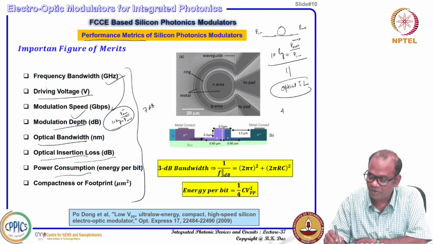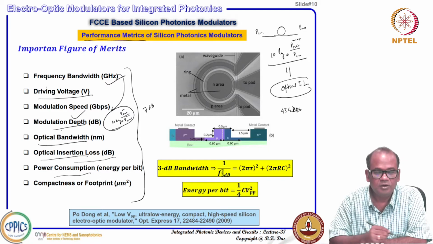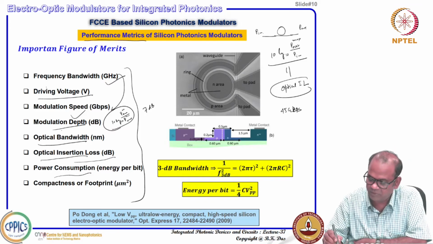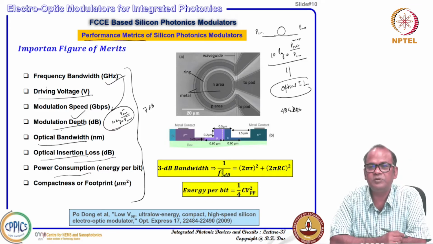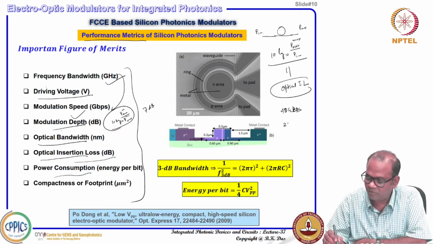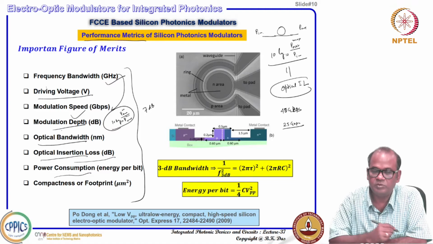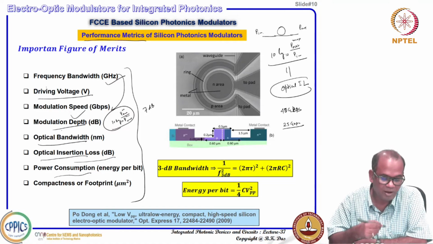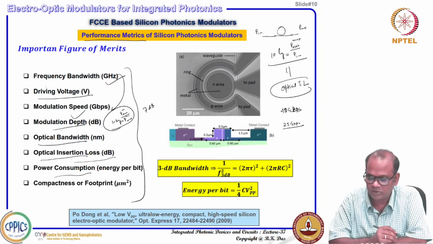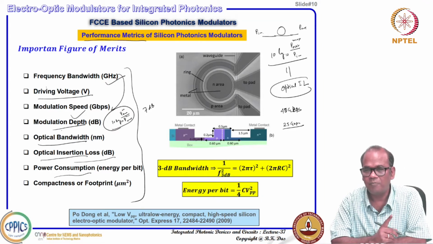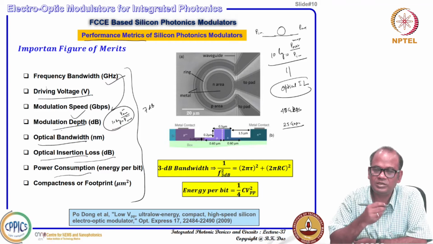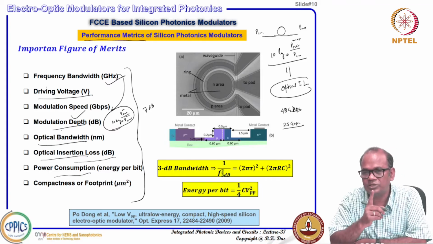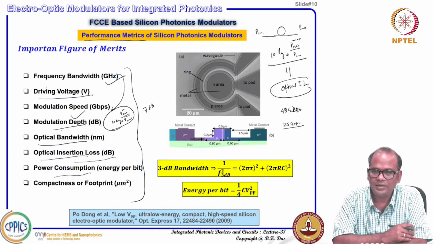Suppose you are sending 45 Gbps or 40 Gbps data, which is the standard sometimes. In silicon photonics, most of the time people are just targeting 25 Gbps for one channel. For that you have a driving current and driving voltage, but you have to calculate how much energy is consumed per bit of transmission, how much energy you are spending electrically. That is energy per bit.